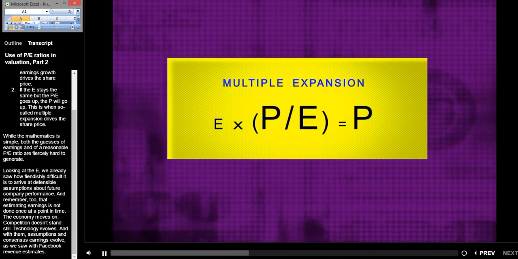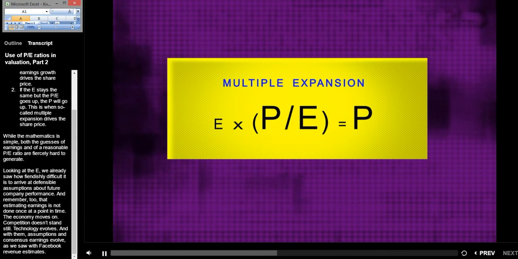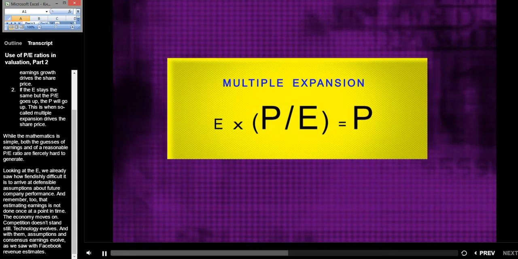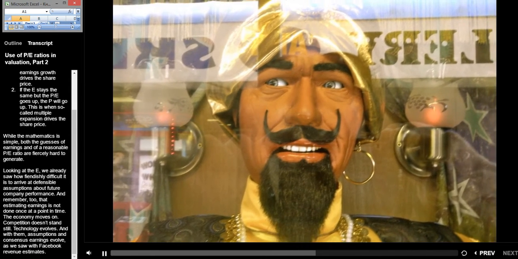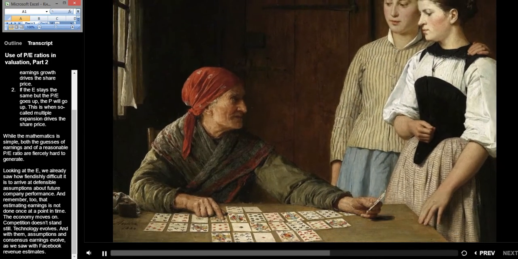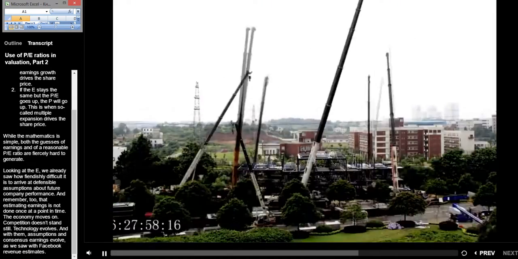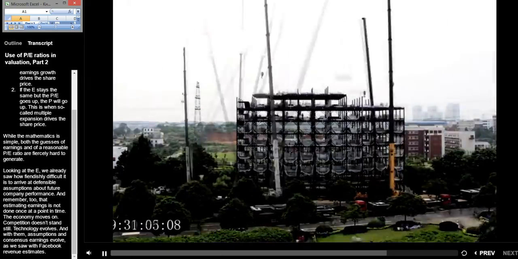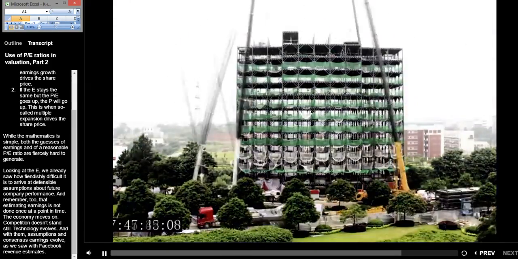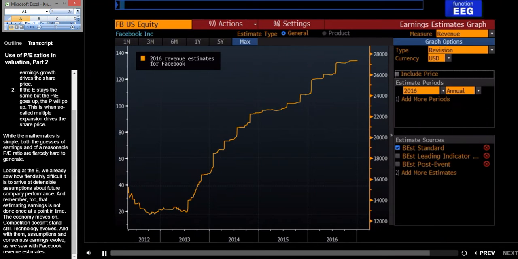While the mathematics is simple, both the guesses of earnings and of a reasonable P/E ratio are fiercely hard to generate. Looking at the E, we already saw how fiendishly difficult it is to arrive at defensible assumptions about future company performance. And remember, too, that estimating earnings is not done once at a point in time. The economy moves on, competition doesn't stand still, technology evolves, and with them, assumptions and consensus earnings evolve, as we saw with Facebook revenue estimates.